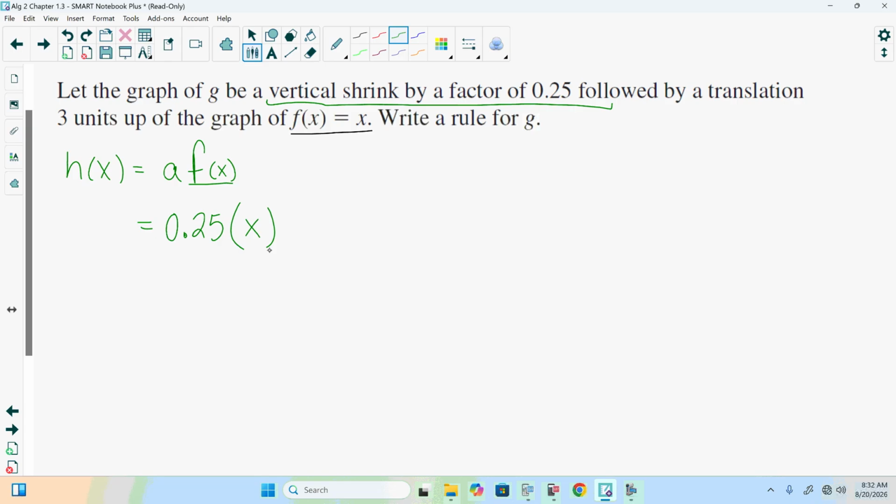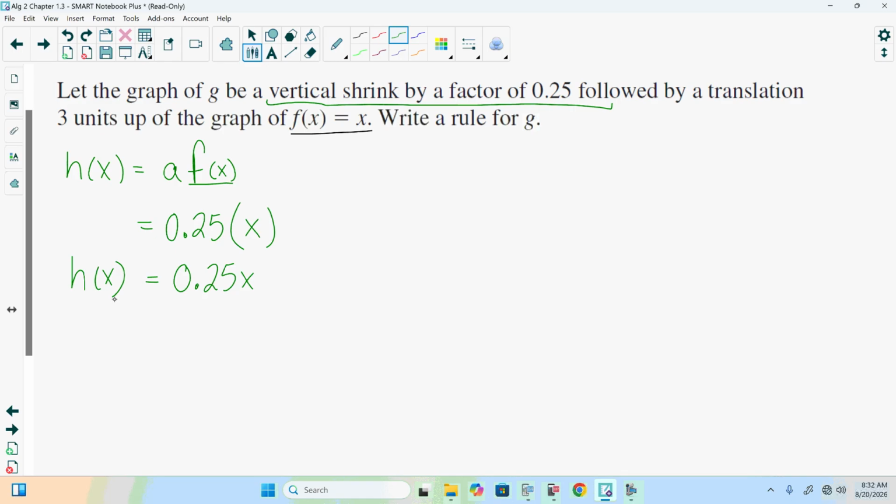So at this point here, we need to simplify. We're going to multiply through. 0.25 times x is, well, 0.25x. Simplified as we get it. And at this point, with all the ones we've done so far, that'd be it. We're done. We did it, yes?